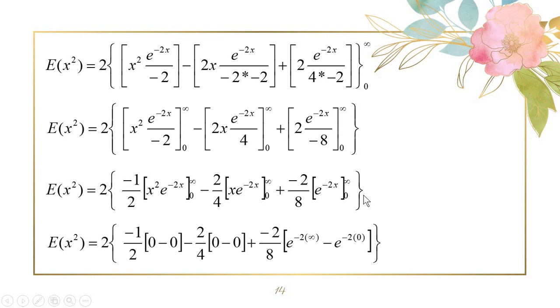Now we have to evaluate only this term. So put the upper limit infinity. So e raised to minus infinity will be 0. And when you put the lower limit x equal to 0, e raised to 0 is 1.